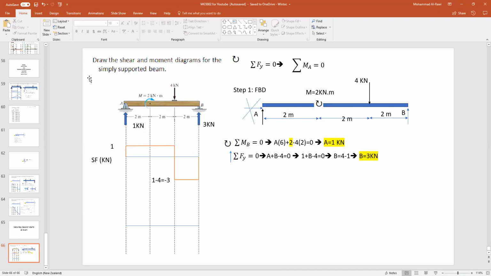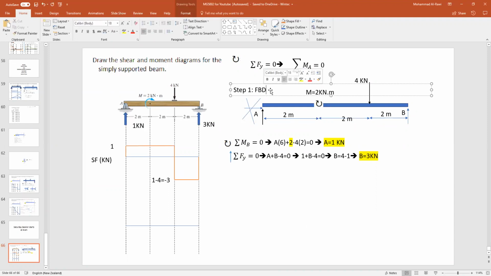So the question is one of the questions I'm giving you guys in the class. Draw the shear and moment diagrams for the simply supported beam. And you have this question, in which 1 kilonewton is going upwards and 3 kilonewtons going upwards is the support reaction. So how do I determine that?